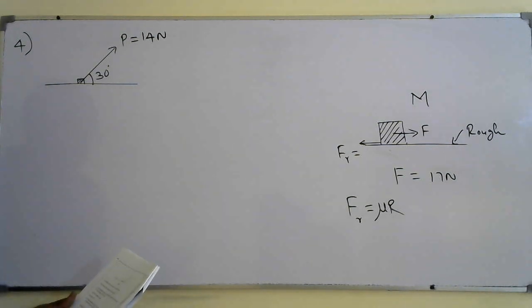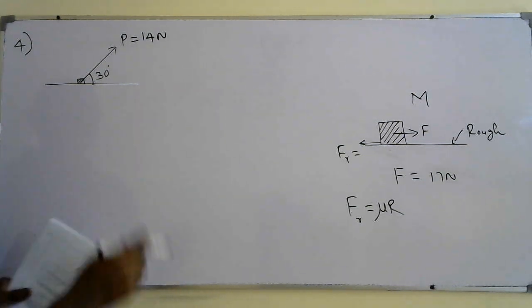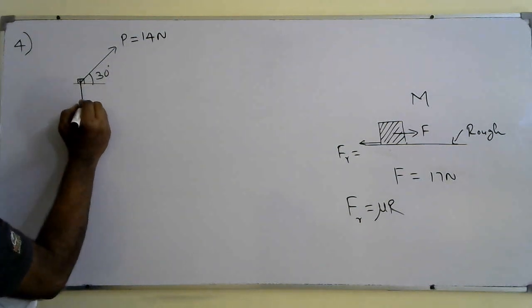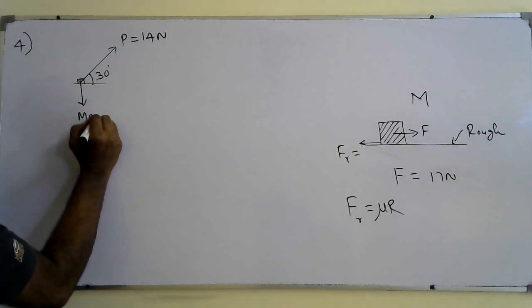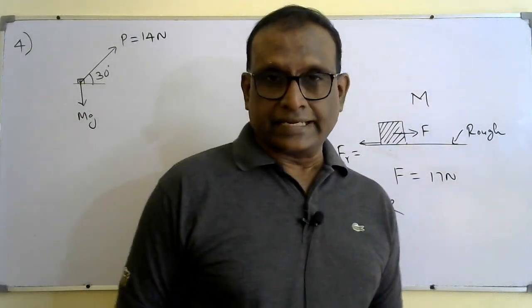So P is 14 Newton, at an angle of 30. The mass of the block is given as 5 kilograms. I'll show the forces. Mass means the weight is mg, so I'll substitute the value. M is 5, so m into 9.8 is the weight acting on it.